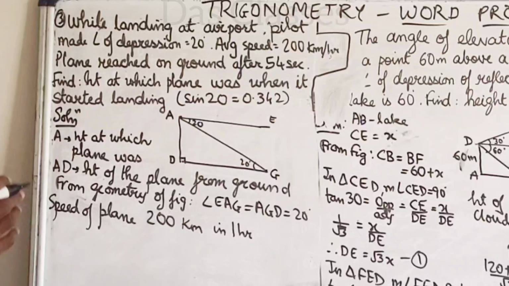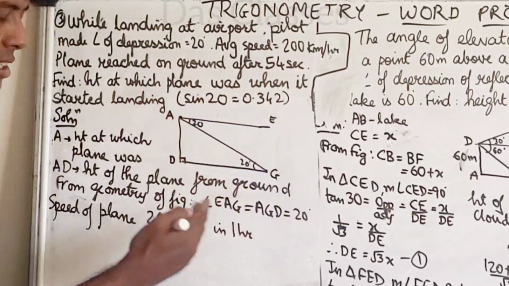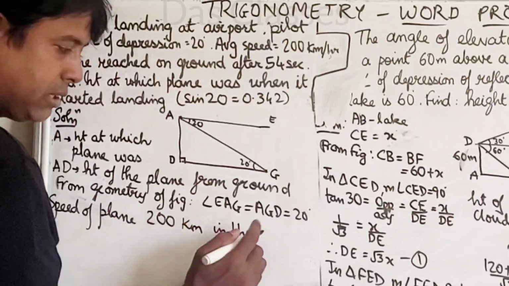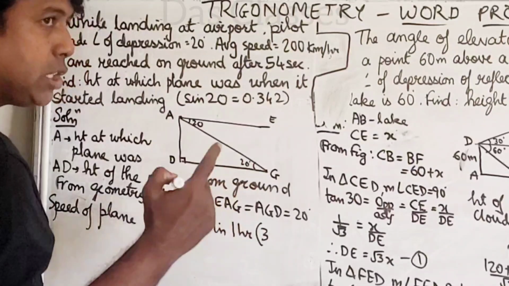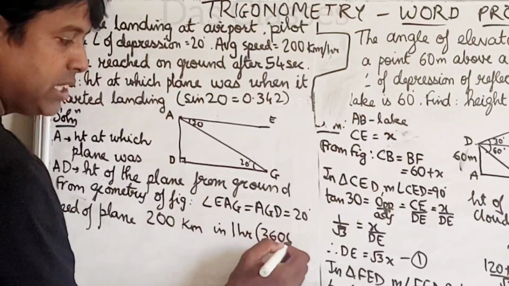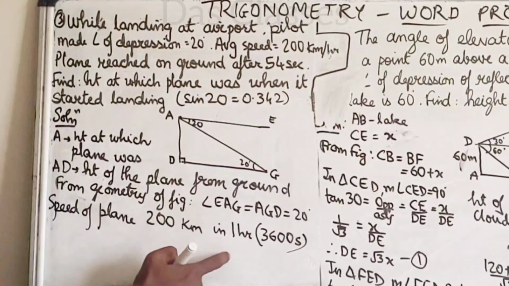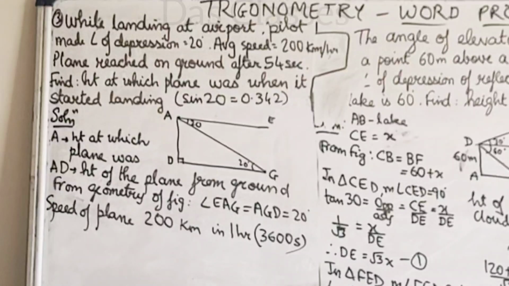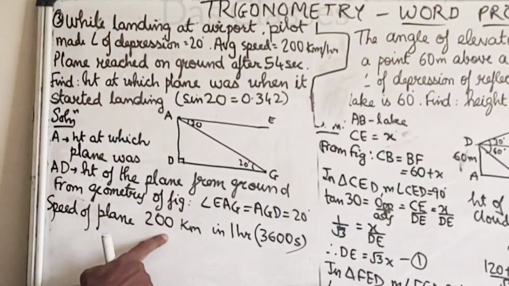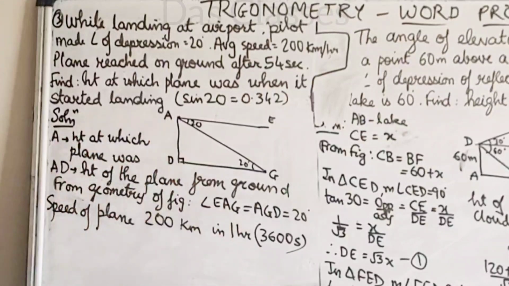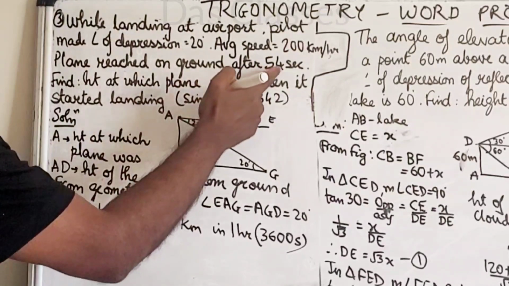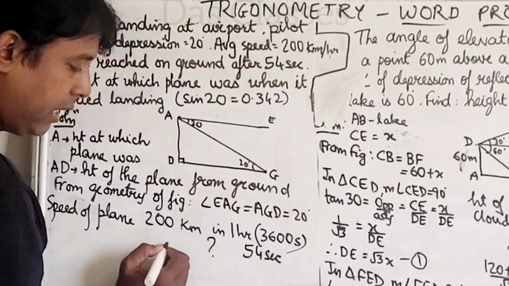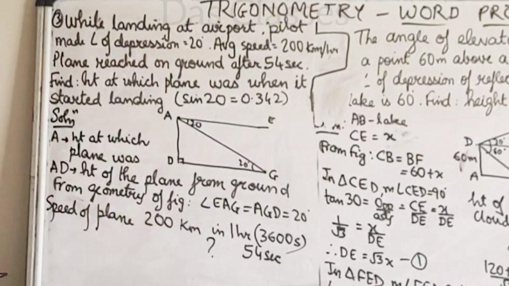As the other value is given in seconds, let's convert this hour into seconds. The plane was traveling 200 kilometers in 1 hour, and 1 hour means 60 into 60, that is 3600 seconds, because 1 hour means 60 minutes and 1 minute means 60 seconds. So the plane traveled 200 kilometers in 3600 seconds, but we are told that it has traveled 54 seconds. Then in 54 seconds, how much distance must it have traveled?